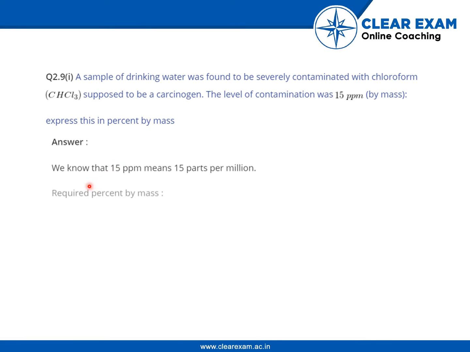So we know that 15 ppm means 15 parts per million. The required percentage by mass is the mass of chloroform divided by the total mass, into 100. This might be clear. So 15 divided by 10 power 6, into 100, is equal to 1.5 into 10 power minus 4.